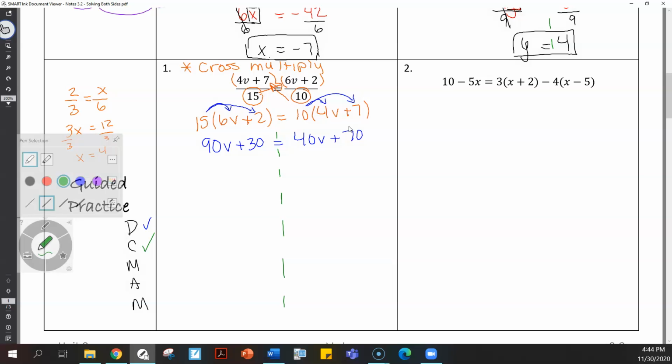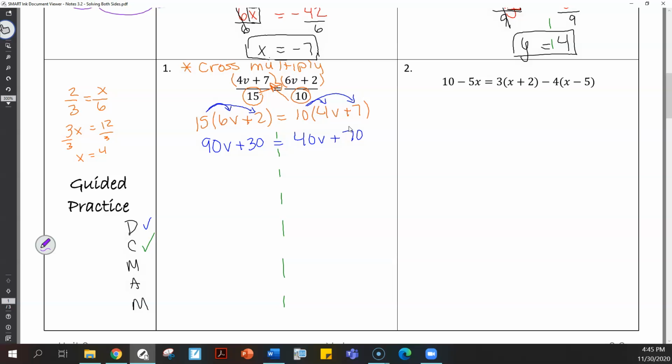M tells me to move all my variables to the same side. I like to move the variable with the smaller coefficient. This one has a coefficient of 90, the number in the front. This one has a coefficient of 40, so I'm going to move that one. Remember, like I said before, there are various ways to solve this, and there are different steps, and you can take different approaches, but this is the way that I like to do it.